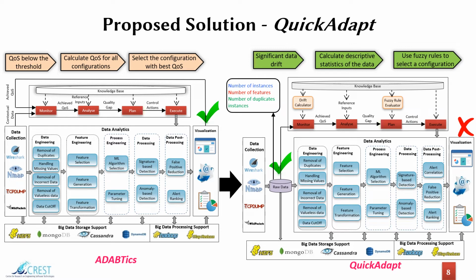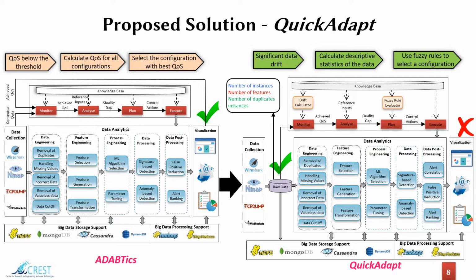Now here in this paper, we followed a different approach. What we did was that instead of monitoring the quality of service, why not look at the input data and do some descriptive statistics of the data. So the way it works is that whenever there is a significant drift in the data that is fed into the system, we calculate the descriptive statistics of that data.